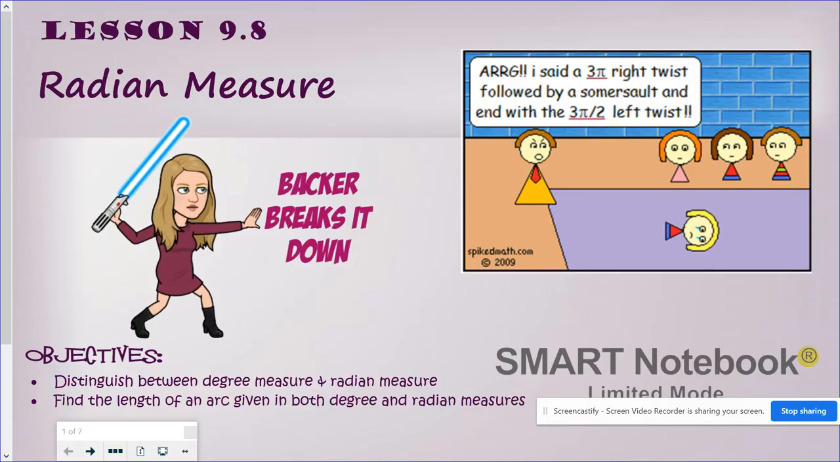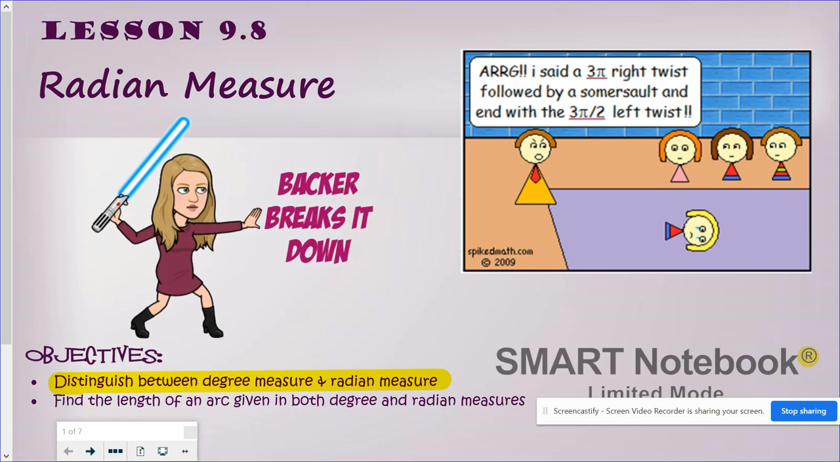In today's episode, we are going to talk about something called radians. One of our objectives is that we want to distinguish between degree measure and radian measure. We are very accustomed to measuring angles and arcs in terms of degrees, but there is also another way of measuring angles and arcs, and that is radians.